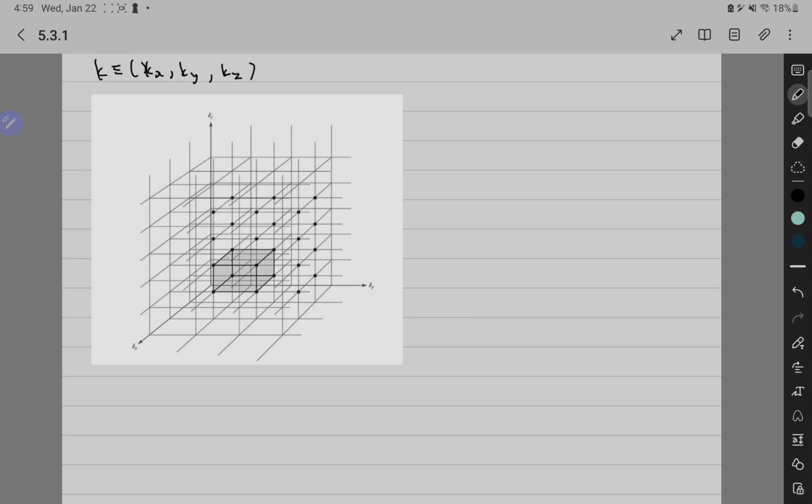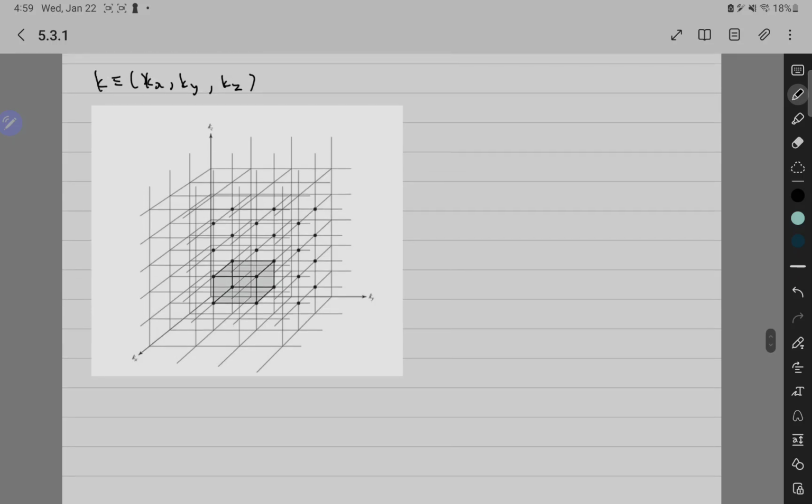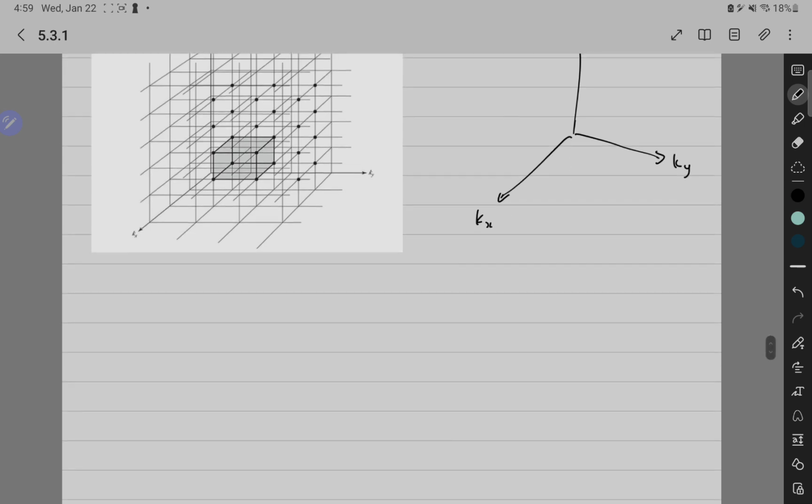To begin with, we need to imagine a 3D grid. That's why I have a picture here, because it helps you imagine it better. So imagine you have a 3D space. This is the z-axis, this is the y-axis, this is the x-axis. I'm just drawing this. For each axis, the values: for the kx axis, the values are going to be pi over Lx, 2 pi over Lx, 3 pi over Lx, and so on.